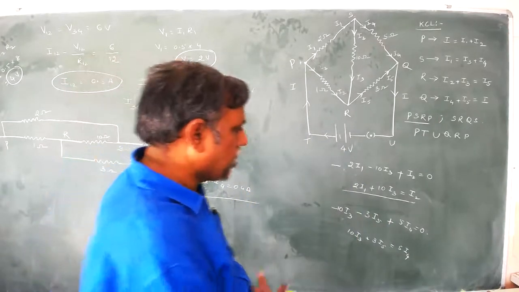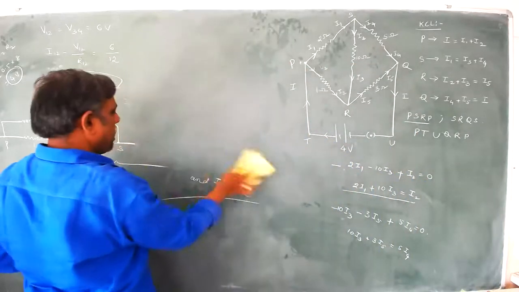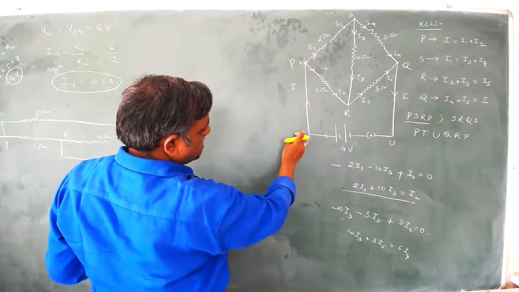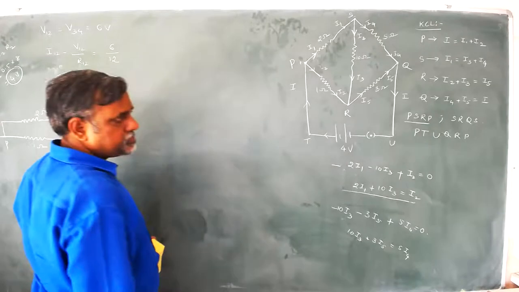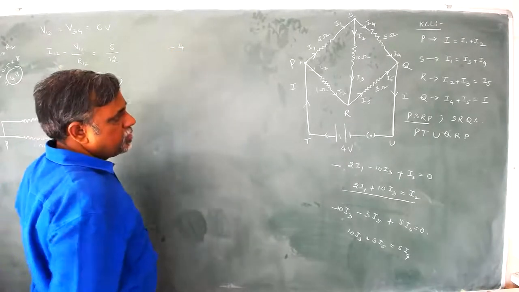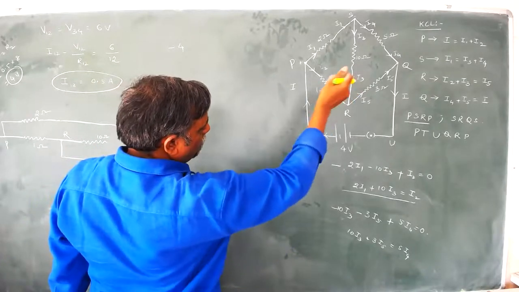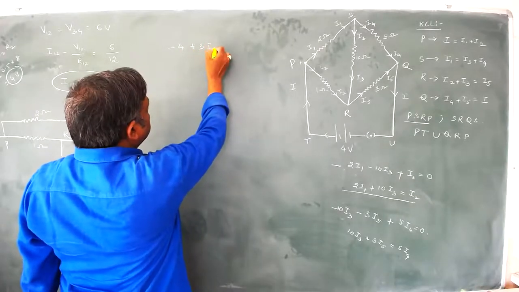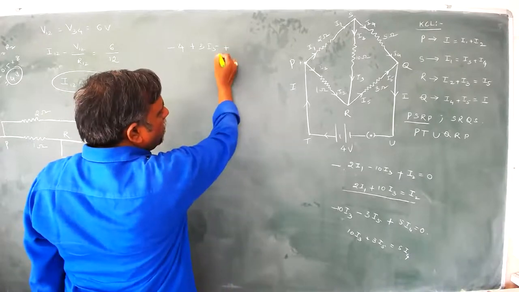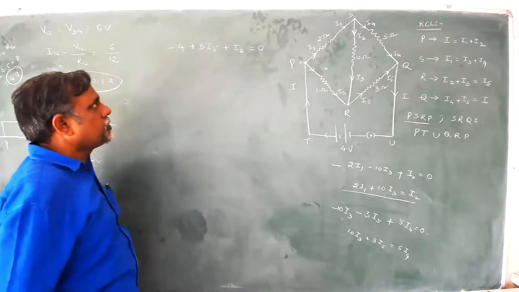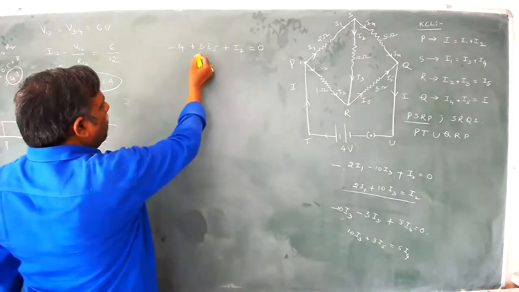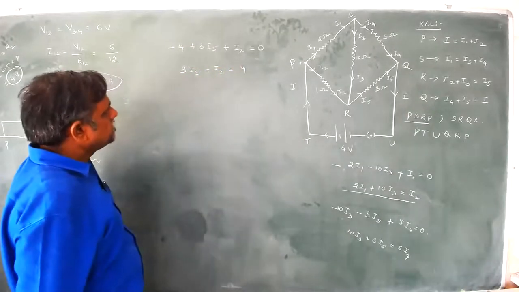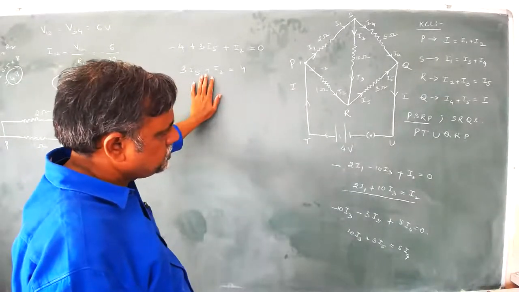Now let us take the third loop. What is the third loop over here? There is PT. P to T, no resistance. T to U, you are going from higher to lower, so minus 4. U to Q, no resistance. Q to R, there is a potential drop, positive 3I5. Next, R to P, positive I2, is equal to 0. So 3I5 plus I2 is equal to 4. Understood?